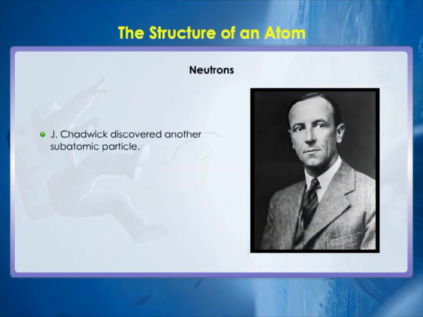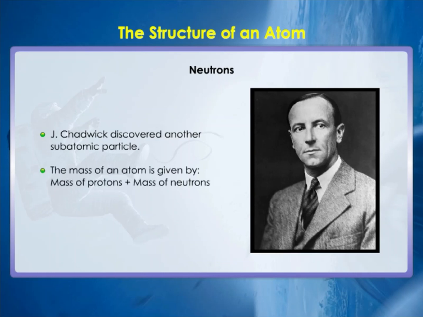Neutrons. In 1932, J. Chadwick discovered another subatomic particle which had no charge and a mass nearly equal to that of a proton. It was eventually named the neutron. Neutrons are present in the nucleus of all atoms except hydrogen. In general, a neutron is represented as small n. The mass of an atom is therefore given by the sum of the masses of protons and neutrons present in the nucleus.